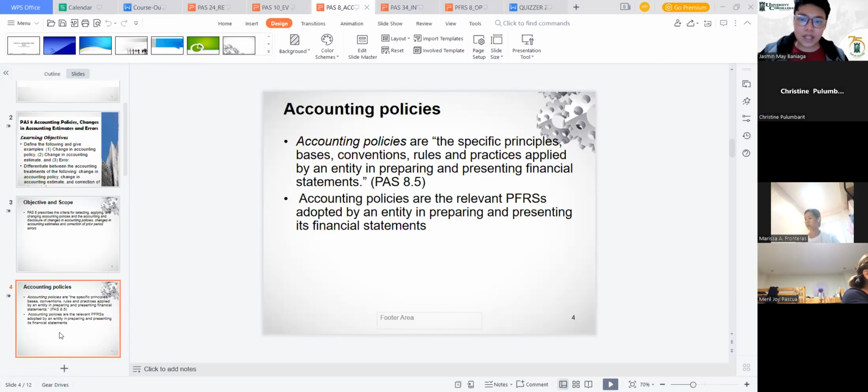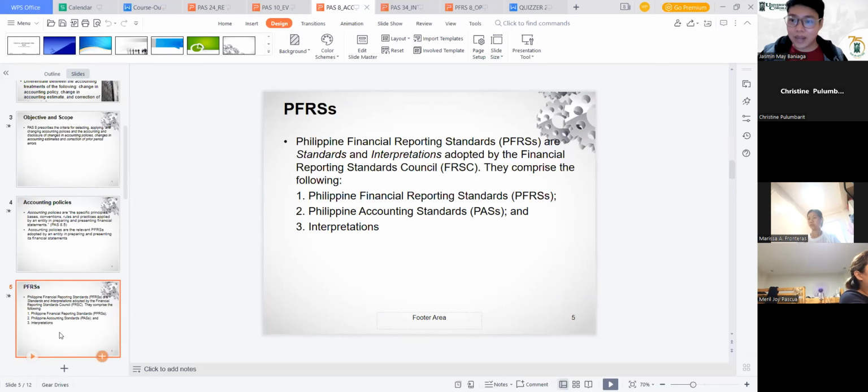Okay? The first definition. Oh, alam na natin ito, di ba? We already learned and defined everything here previously from the conceptual framework and PAS 1. So PFRS are standards and interpretations adopted by the Financial Reporting Standards Council, and they comprise the following, of course, PFRS, PAS, and interpretations. So related with accounting policies.